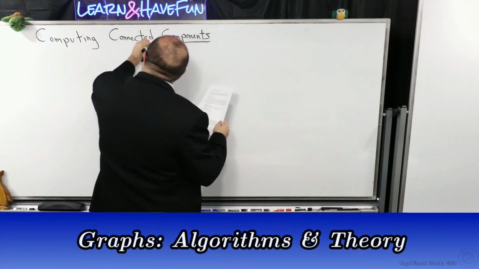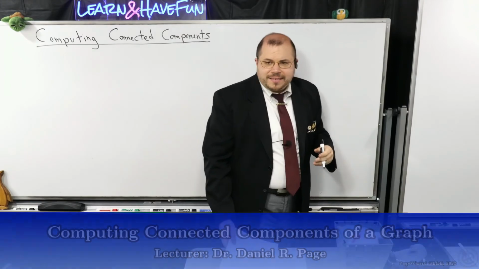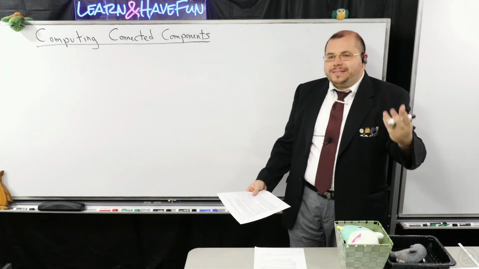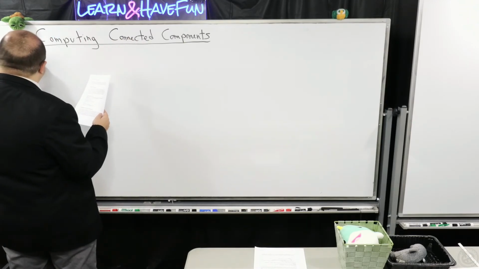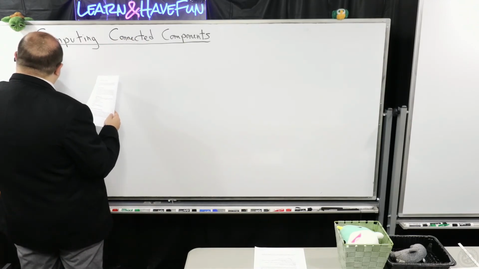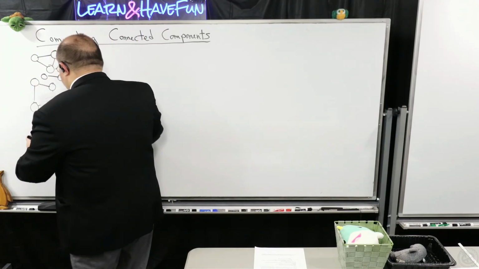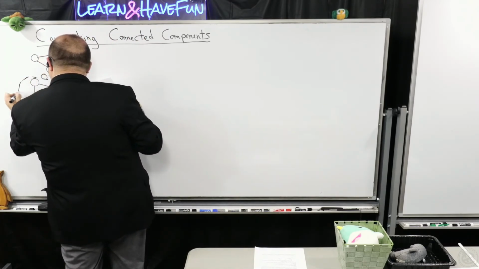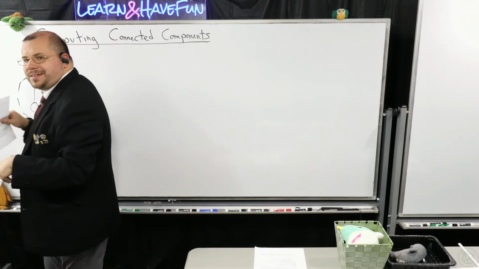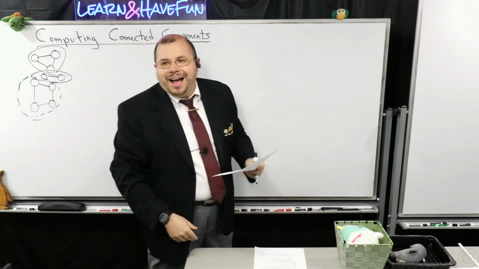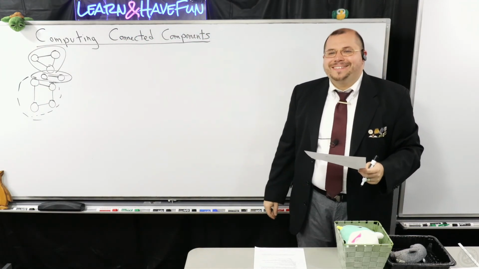So this is another basic application for graph traversal algorithms. Now you might ask, Dan, what's a connected component? So let me draw you a picture of a graph just to help you see what we're talking about here. Notice that I have one connected component, this one right here. I have another one right here, and I have another one right here.